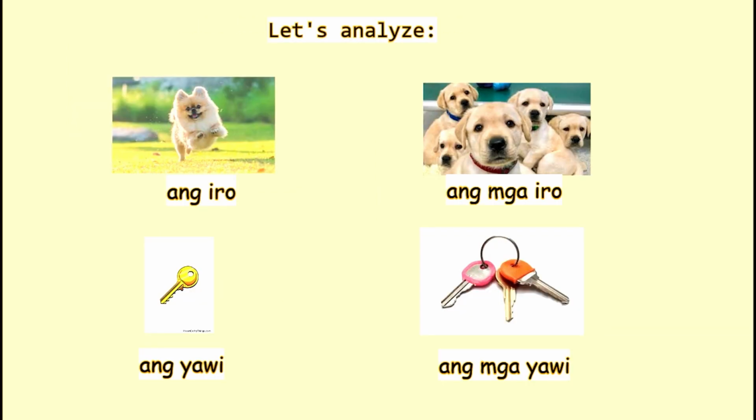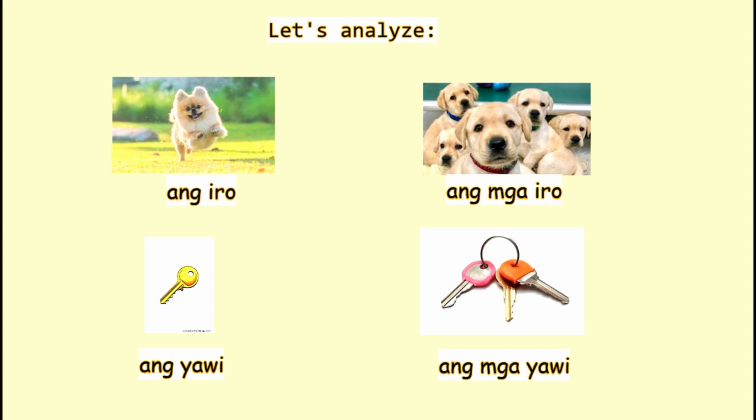Now, let's analyze. We see here a picture of a dog, and below that is a label, Ang Iro. And beside that is another picture, but this time there are 5 dogs, and the label under is Ang Mga Iro. So you know the difference, don't you?